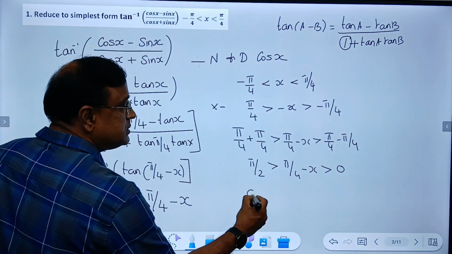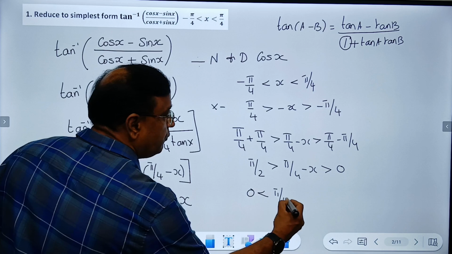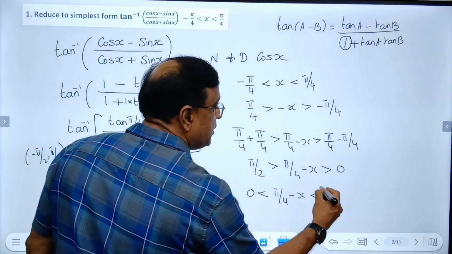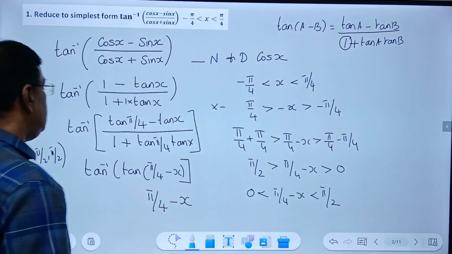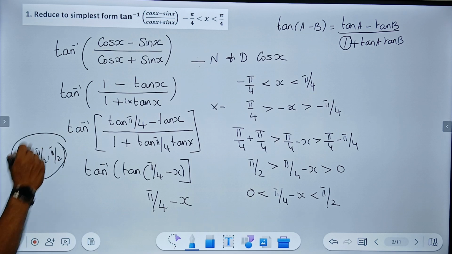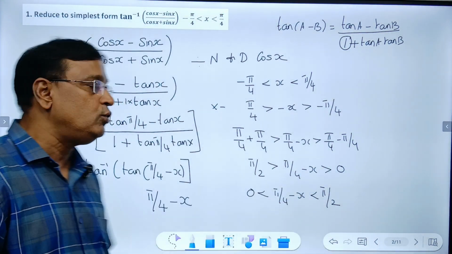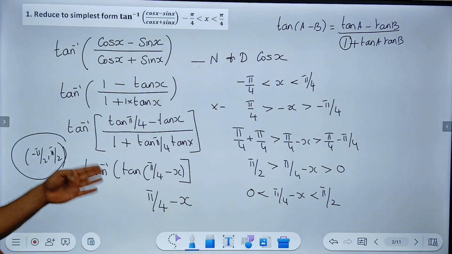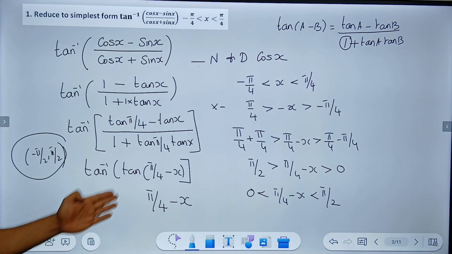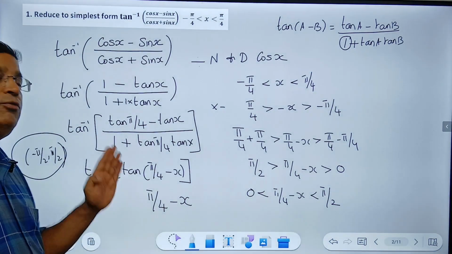If you flip it, you get 0 less than pi by 4 minus x is less than pi by 2, which definitely lies in the principal range. You want it from minus pi by 2 to pi by 2, but I got 0 to pi by 2, which is inside this. So that is why I am able to write tan inverse of tan of pi by 4 minus x as pi by 4 minus x.